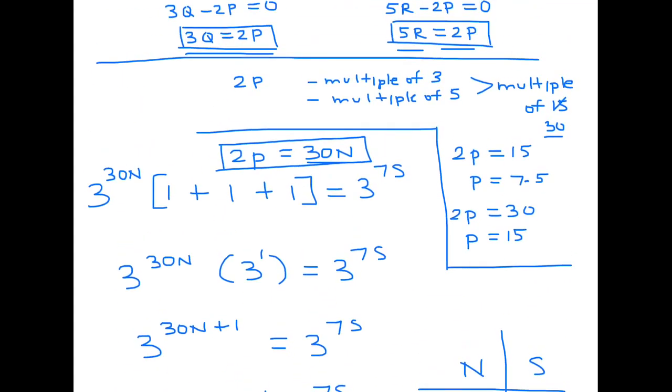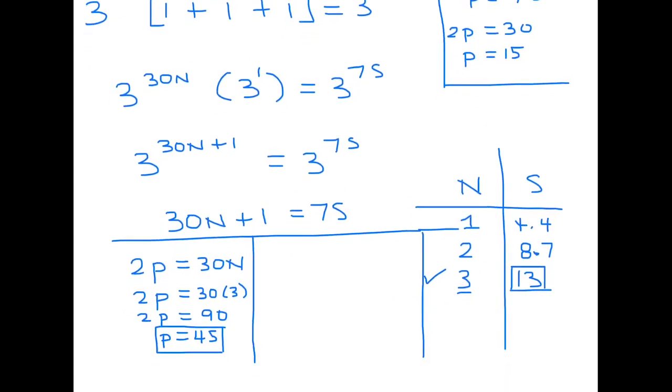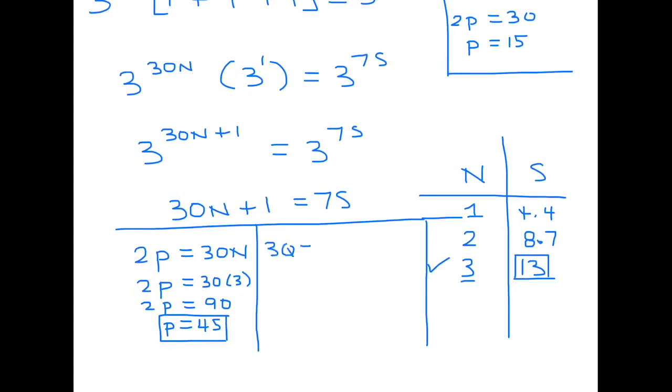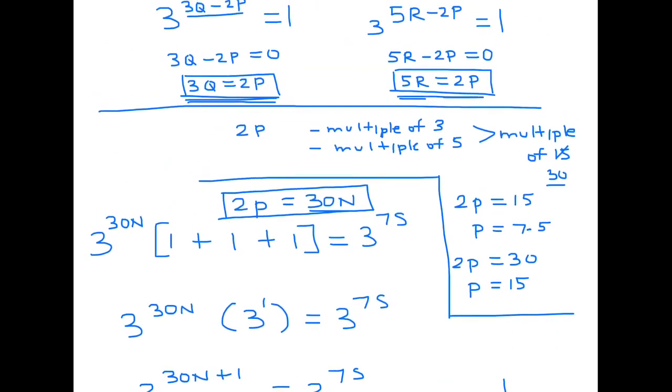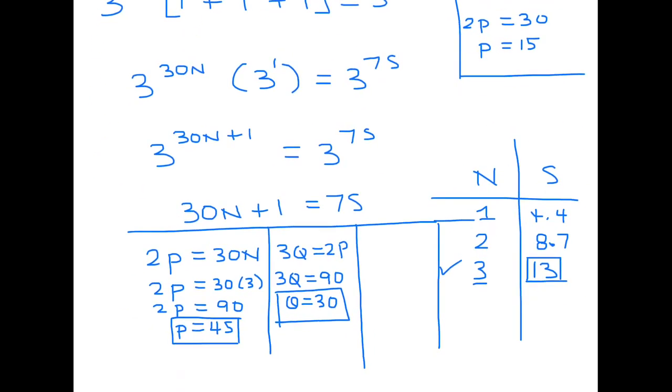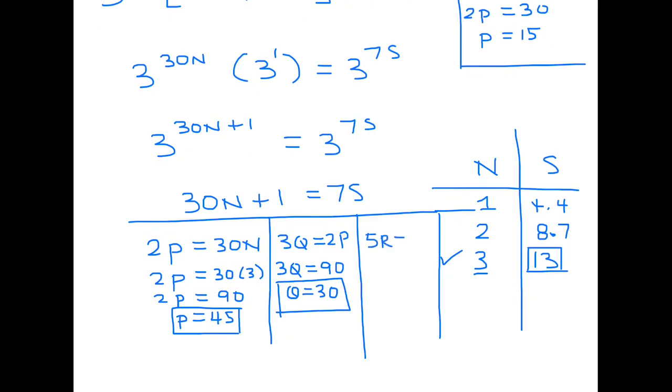Well, we set up here that 3q is equal to 2p. So 3q is equal to 90, and therefore q is equal to 30. And the last one we get is r, which is right here. 5r is equal to 2p. So 5r is equal to 90, and therefore r is equal to 18.